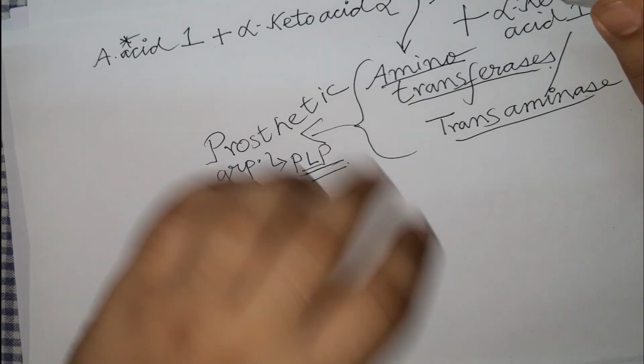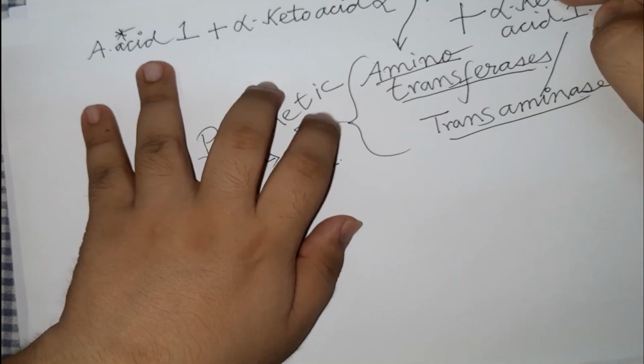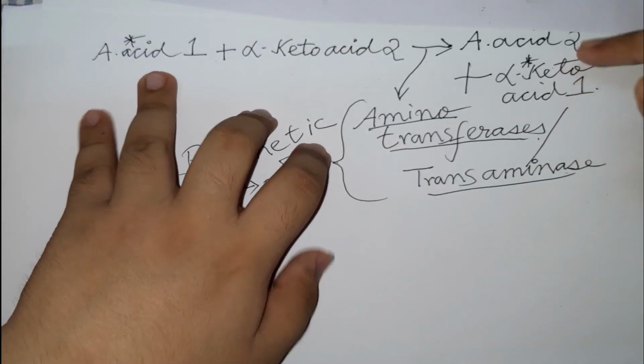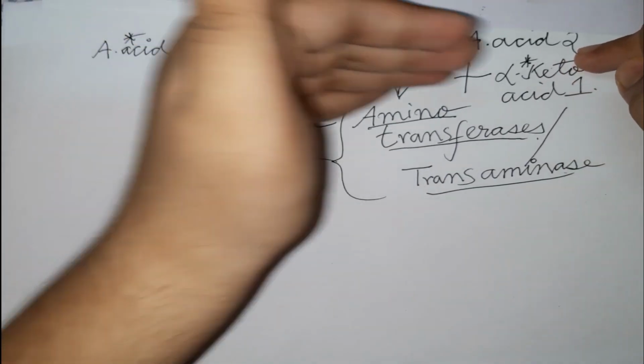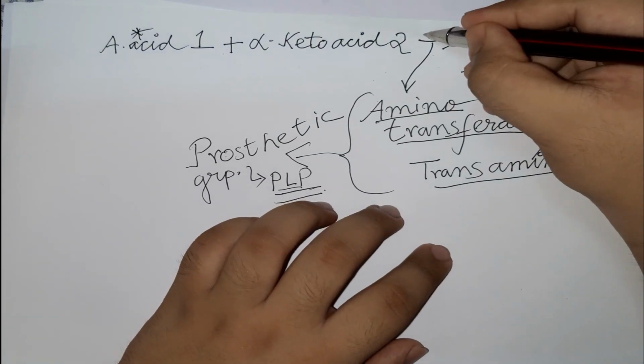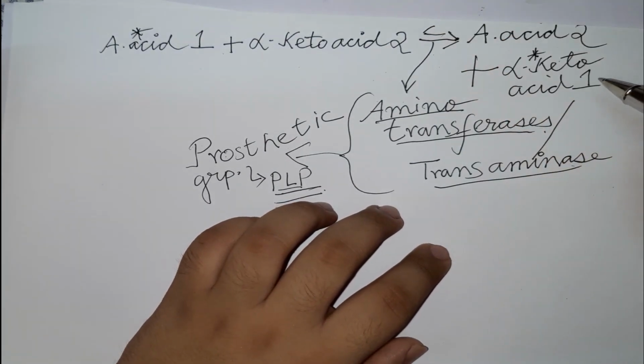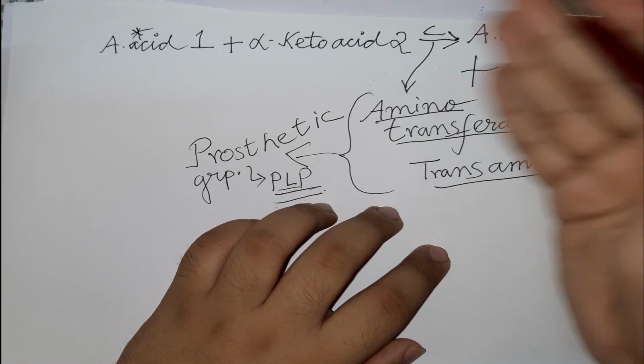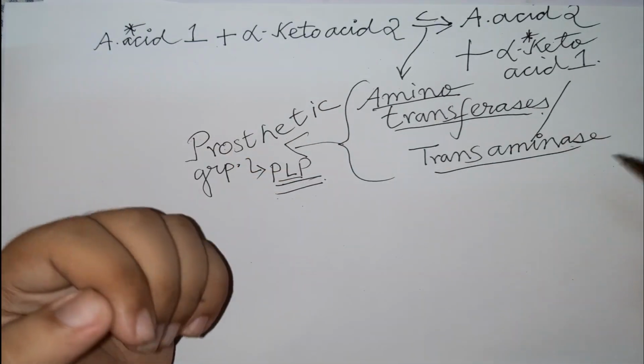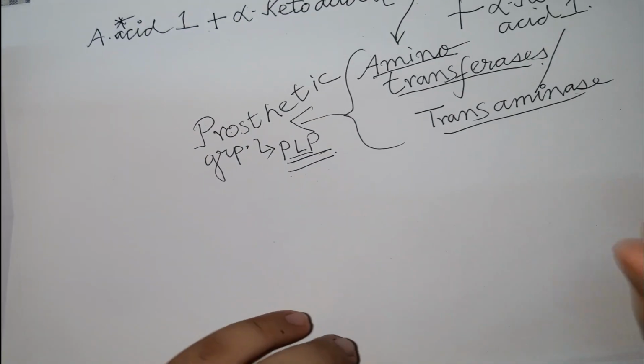Now, I said that this is a reversible transfer. So, just like this way can happen, this way can also happen. All right. So, this can also take place, this can also take place. And this has its own utility. We will be talking about that in just a minute.